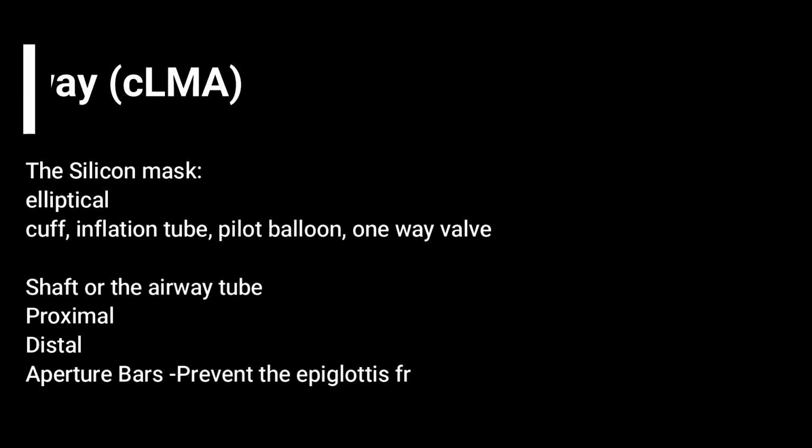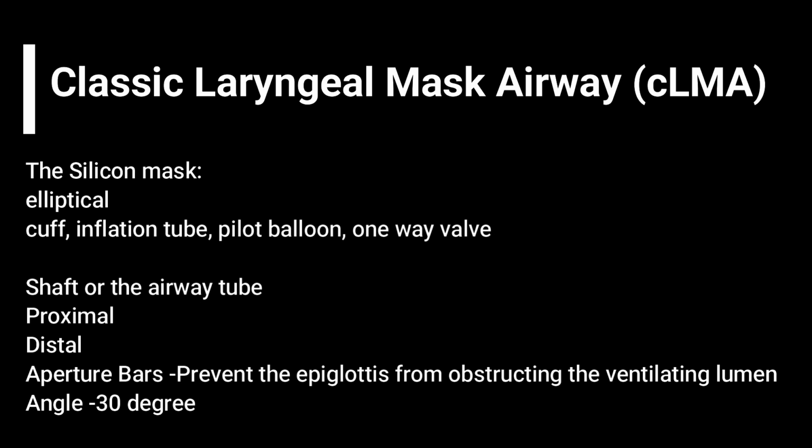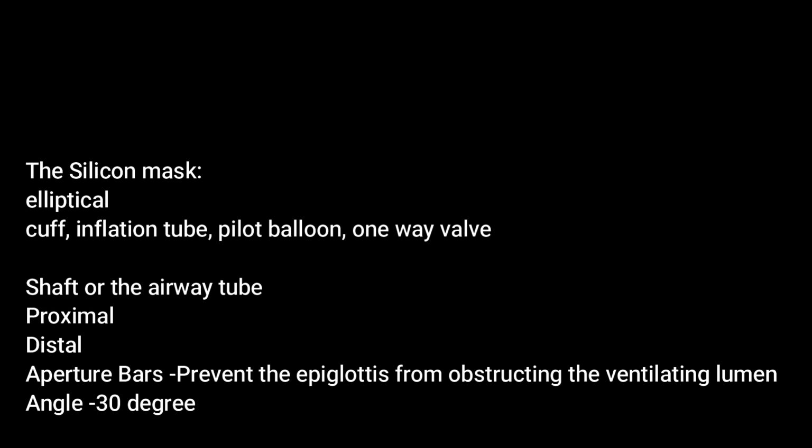Classical laryngeal mask airway. It's a silicone mask. It is elliptical in shape. It is cuffed. It has an inflation tube, a pilot balloon, and a one-way valve. It has a shaft or the airway tube. It has proximal and distal aperture bars that prevent the epiglottis from obstructing the ventilating lumen. It has an angle of 30 degrees.